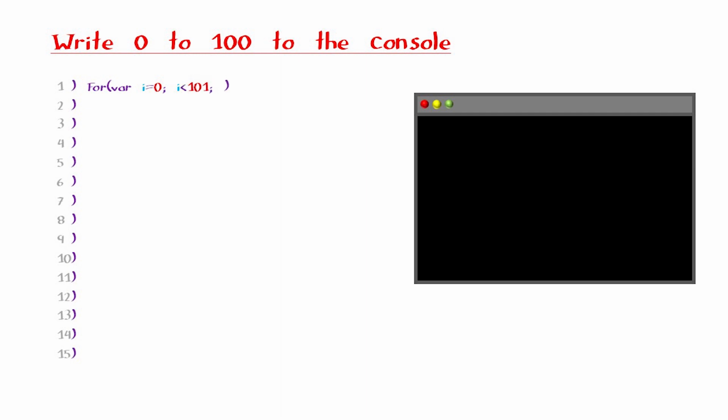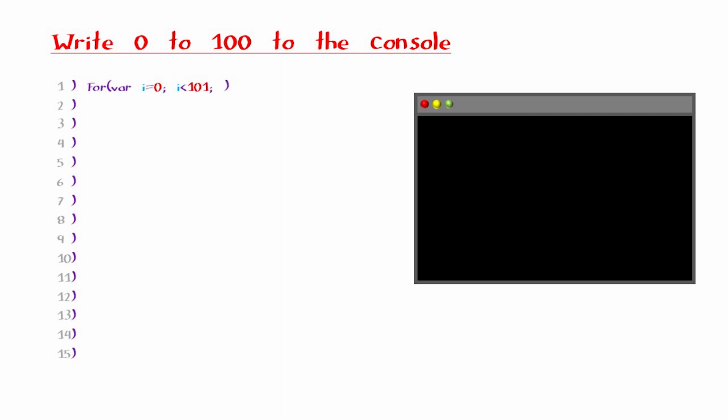Now, I've got a question for you. Why would we use 101 instead of 100? We'd say 101 because we want the loop to print all the way to 100. Since 100 is equal to 100, not less than 100, when our counter gets to 100, this statement would be false, and we would exit the loop before the number 100 got outputted to the console.